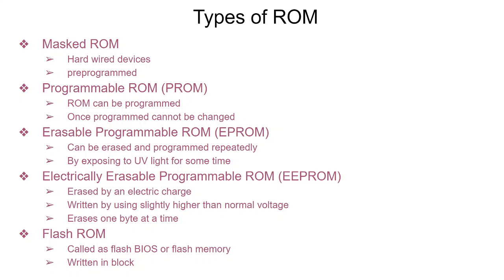So what could be the next one? The flash ROM. It is also called flash BIOS or flash memory. The advantage is that, as we saw in the previous one, only one byte could be erased at a time. Here a block of code or a block of the programs written can be erased. That is why it is used in a personal computer, where it needs to be changed or rewritten whenever you need to change or update your BIOS.